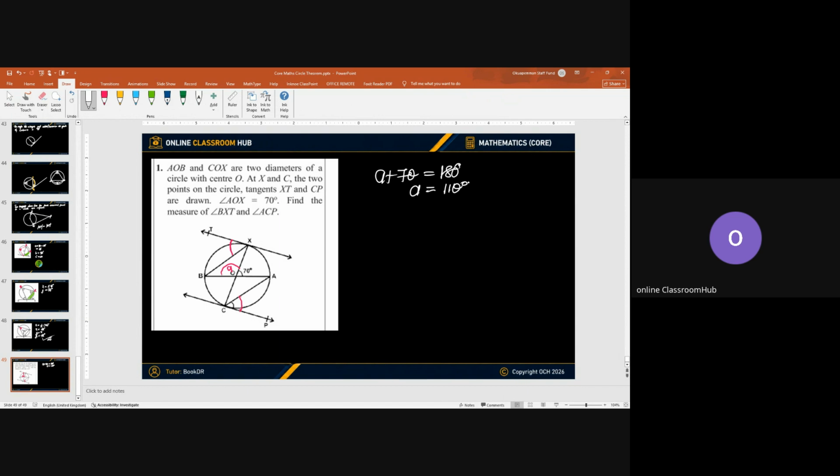Okay, so how would that help us? Angle BXT is equal to A. Yes. Where is the location of A? Which part of the circle is it located? At the center. So we can't use that one. Okay, let me see.